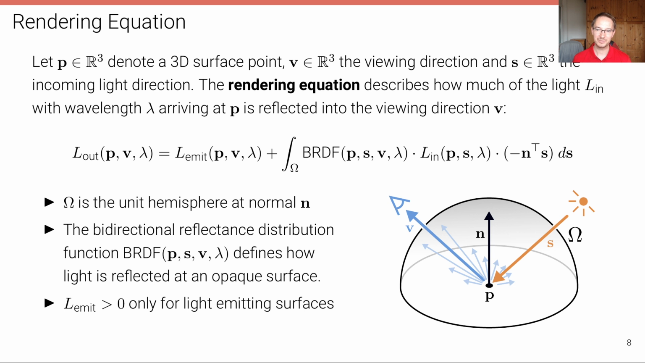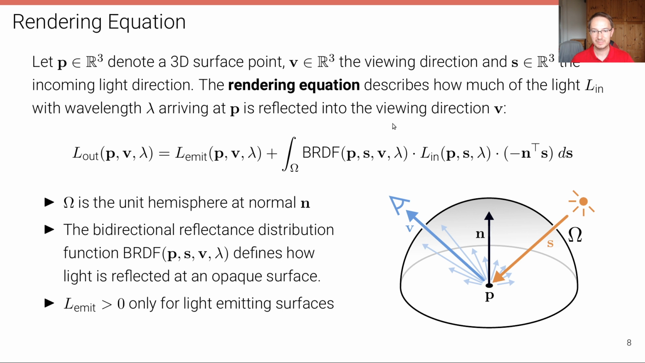Now the rendering equation describes how much of this light, L in, that's the intensity of the light, with a certain wavelength lambda arriving at this point P is reflected into the viewing direction V. And this is the equation for it. If this point is also emitting light, we have also an emitting term that's responsible for the emitting light, but typically we don't consider this here.